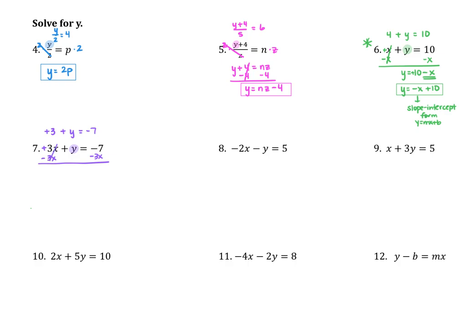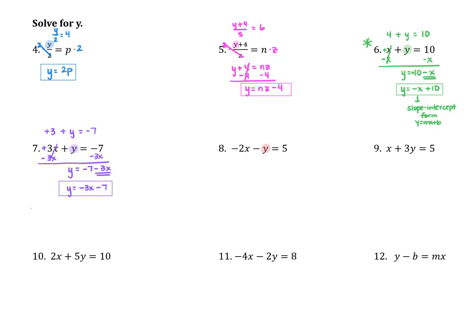3x minus 3x is 0, so that goes away. I get y equals negative 7 minus 3x. Again, if you wanted to reorder, you could. You do not have to. I would put negative 3x in the front and negative 7 in the back. You only divide if the variable that I'm trying to isolate has a number or a coefficient in front of it.